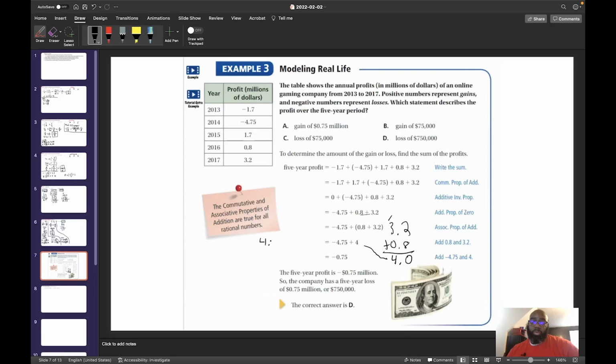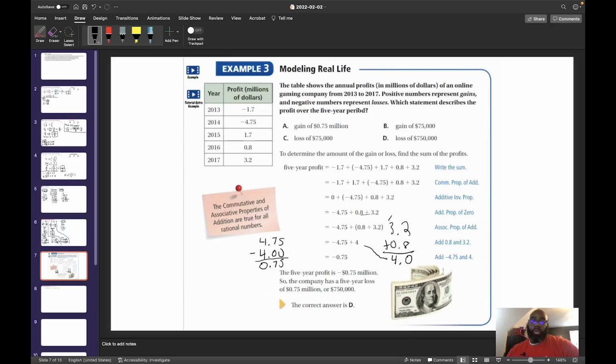So 4.75 minus 4.00. I just added 0.00 to this 4. And 5 minus 0 is 5. 7 minus 0 is 7. Bring the decimal. 4 minus 4 is 0. And there's your negative 0.75.